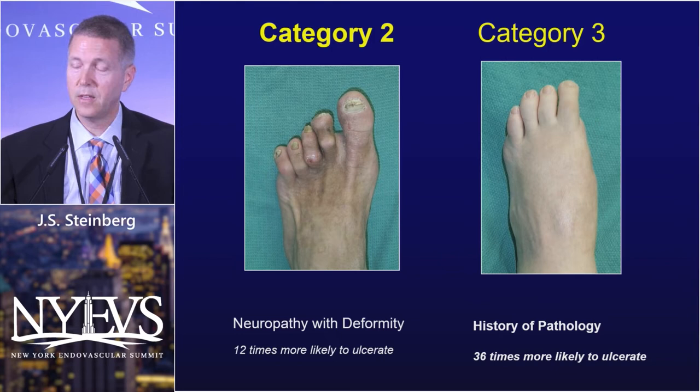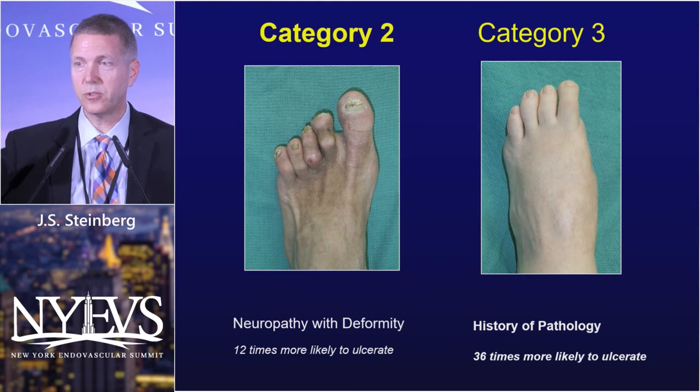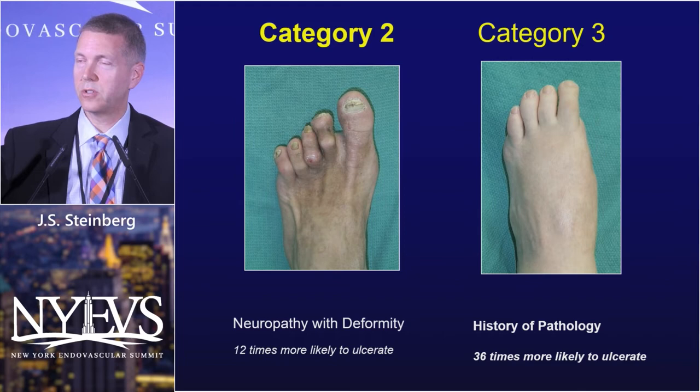Category three is a very, very common top-line diagnosis in my clinic, and that is with histopathology. So these are patients who have had a prior ulcer, no current ulcer, but a prior ulcer, a prior amputation, or a prior episode of acute Charcot or Charcot midfoot breakdown or Charcot breakdown in any part of the foot.